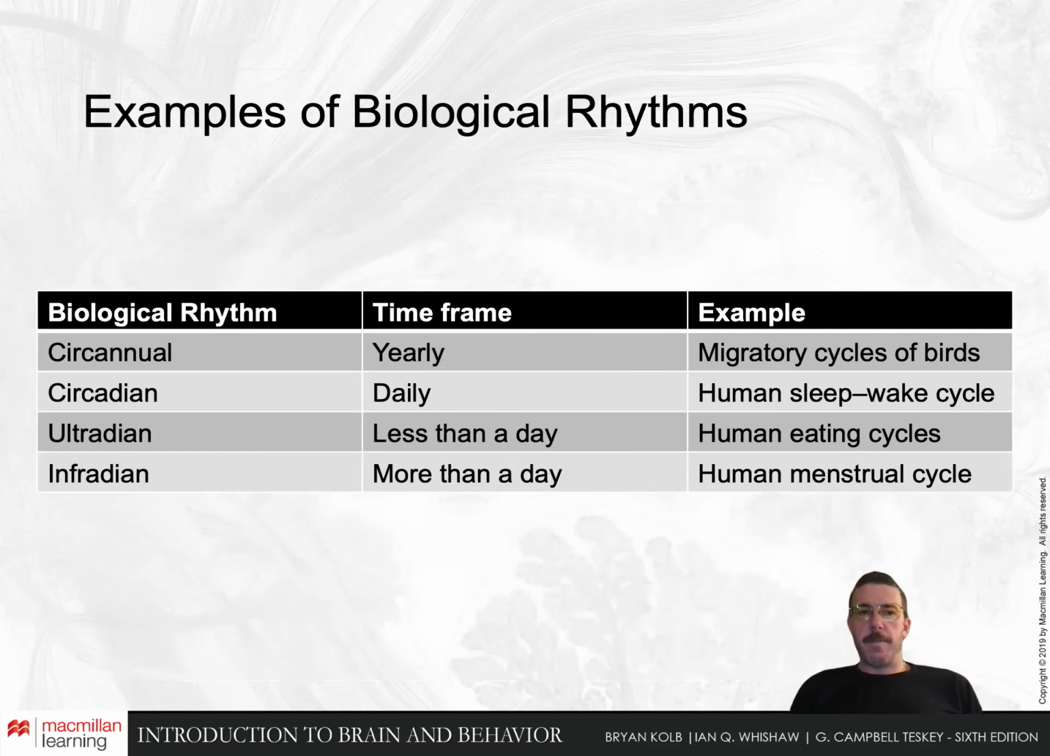Here's some examples of biological rhythms of different periods. So there's circadian rhythms, which happen every day, but there's also circannual rhythms, which are yearly, like the migration of birds. Then smaller than a day, there's ultradian, which are like our human eating cycles. And then infradian, which are more than a day, but less than a year, like female menstrual cycles.